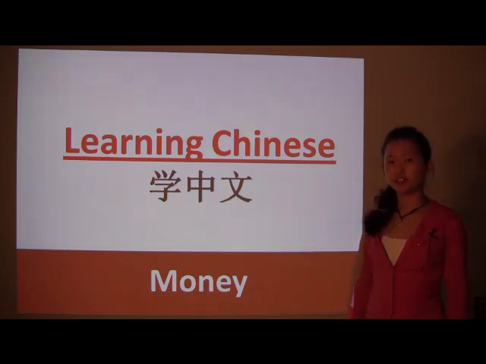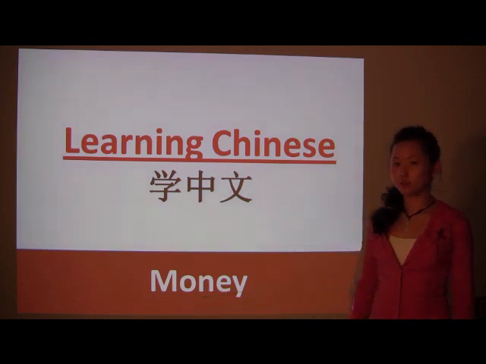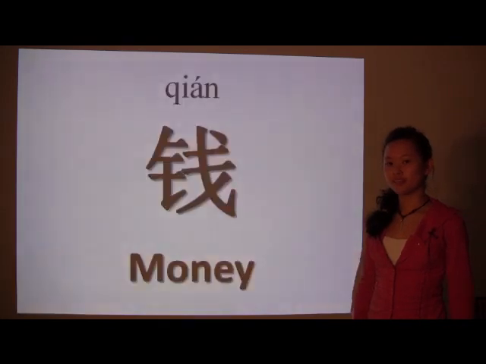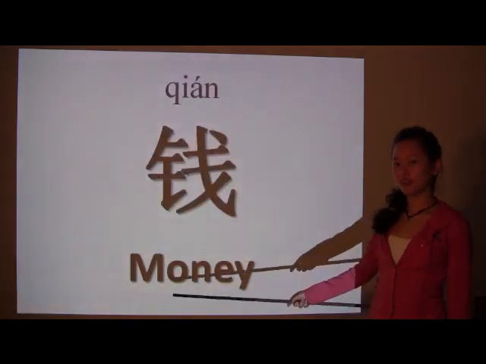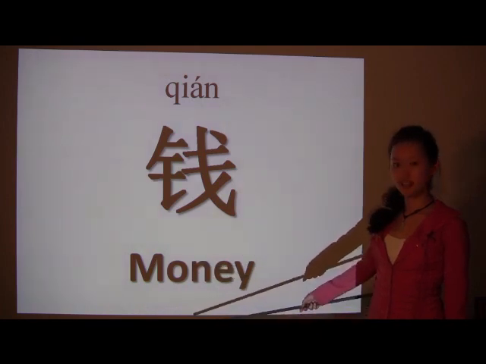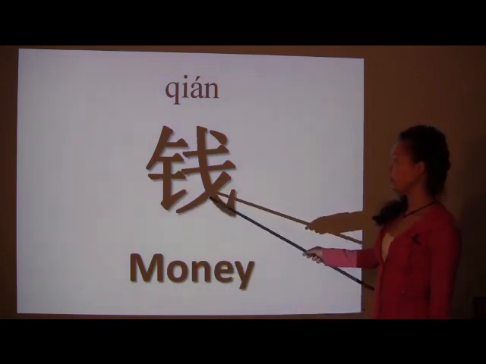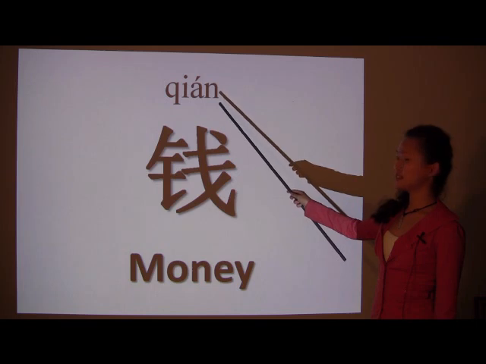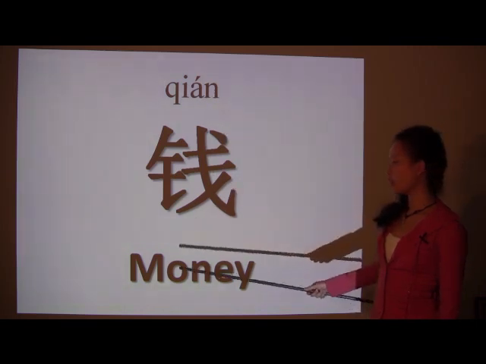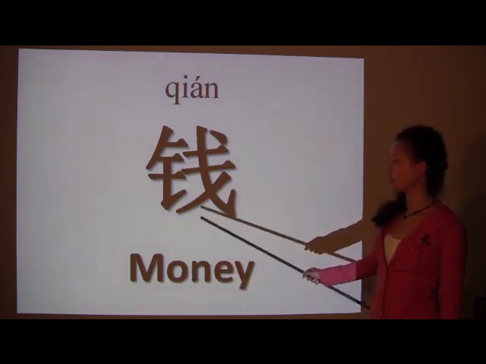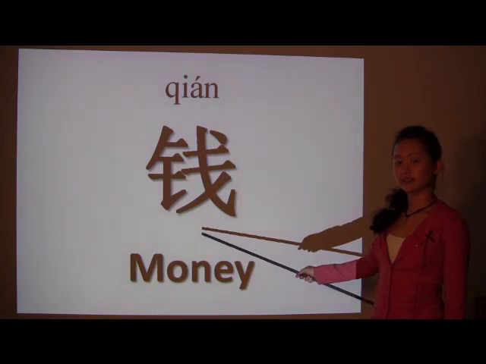Today, we're going to learn some phrases for money. Most people need money to survive, be it in everyday life or to purchase luxuries. So, money in Chinese is 钱. 钱 for money.